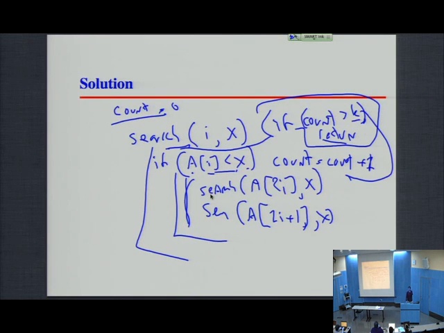How many people don't see it and want me to explain it again? Okay, a couple of people. Good. What is basically my procedure going to be?